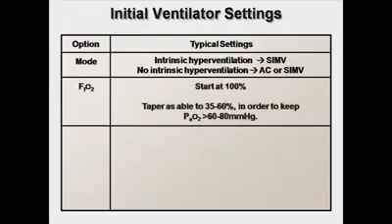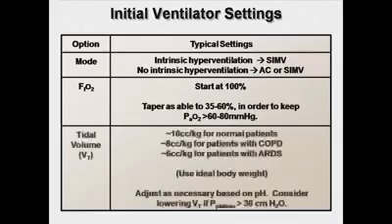For FiO2, start at 100% and quickly titrate downward as able to somewhere between 35 and 60% in order to keep arterial oxygen tension between 60 and 80 millimeters of mercury. That 60 to 80 goal is for patients with normal lung parenchyma at baseline. Patients with a history of chronic hypoxia may be better served with a slightly lower oxygen goal.